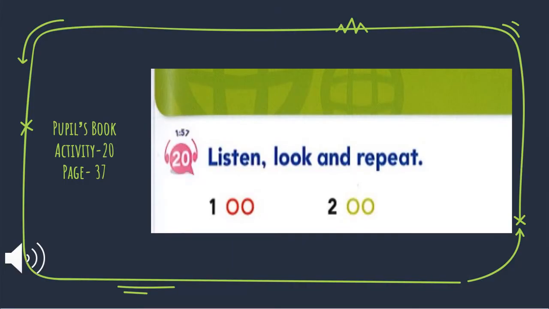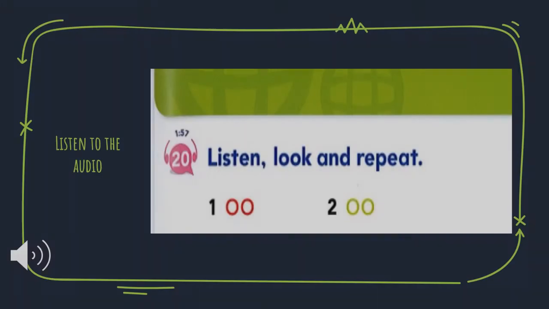Dear students, now take your pupils book, page 37, activity 20. Now you are going to learn the phonic sound oo and oo. Listen, look and repeat the sounds. Pupils Book, page 37. Activity 20. Listen, look and repeat.